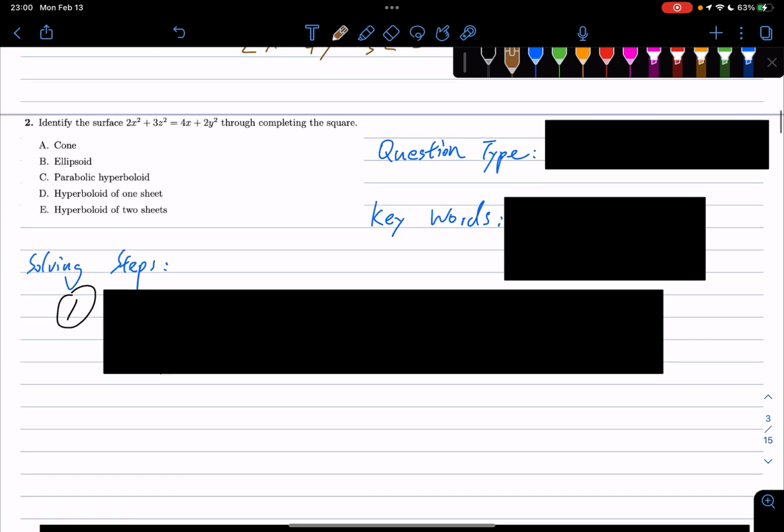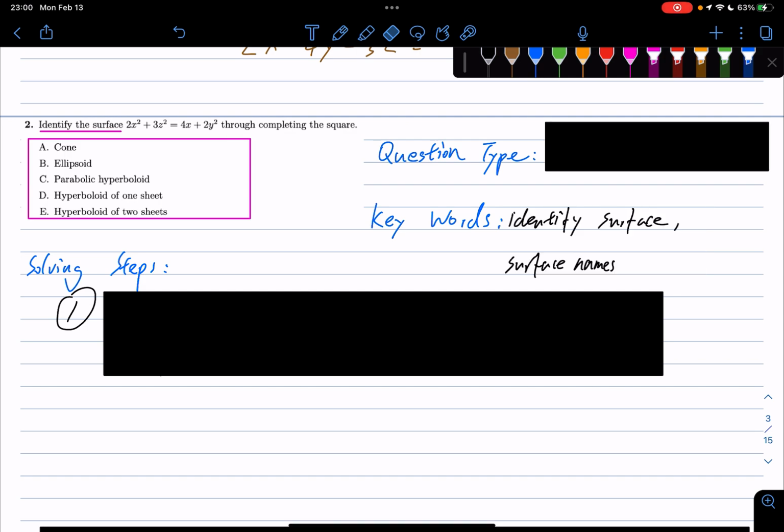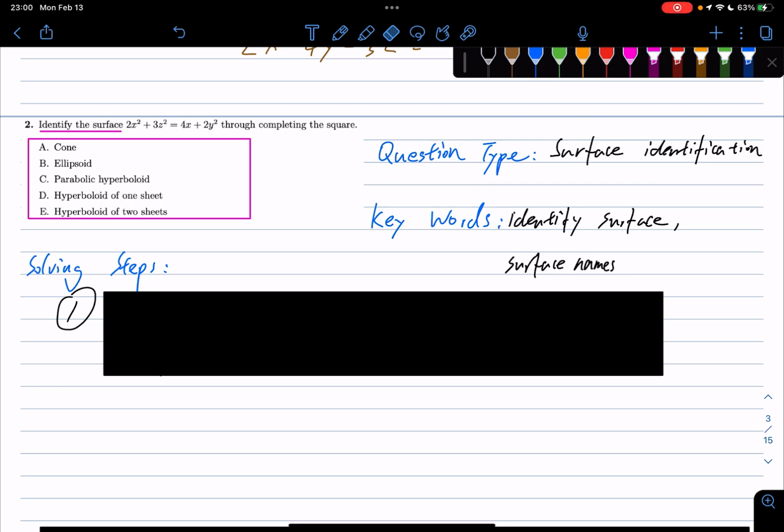Identify the surface through completing the square. So the key words are identify the surface, as well as these answer choices. If you look at the answer choices, you can see that they have the names of the quadric surfaces that we have learned about. So the keywords are identify surfaces and the names of the surfaces themselves in the answer choices. Therefore, this is a surface identification problem.